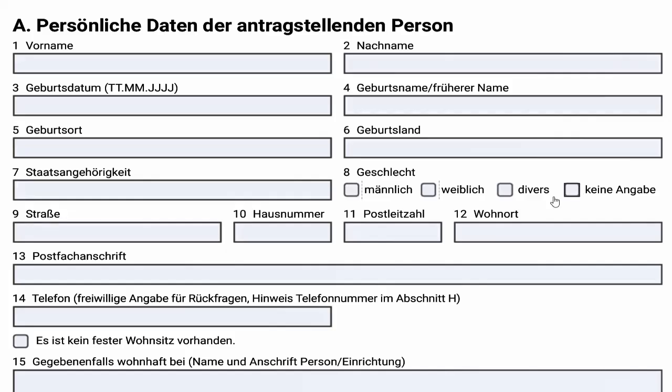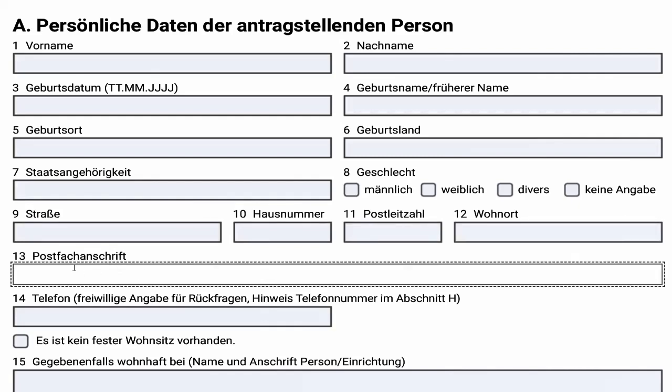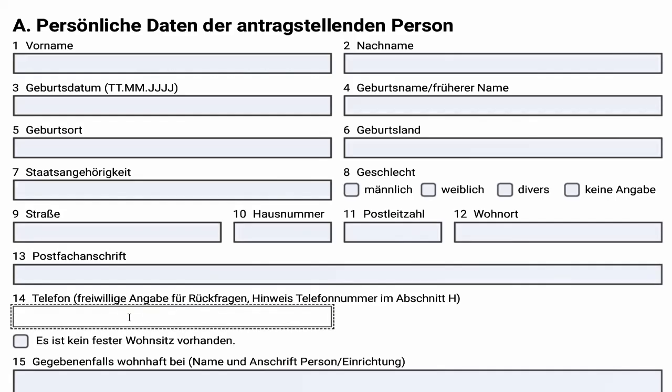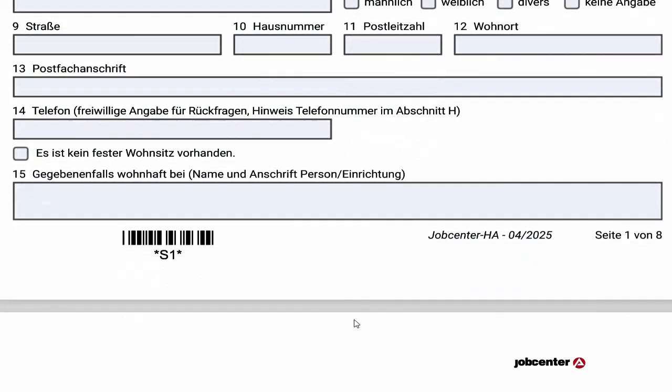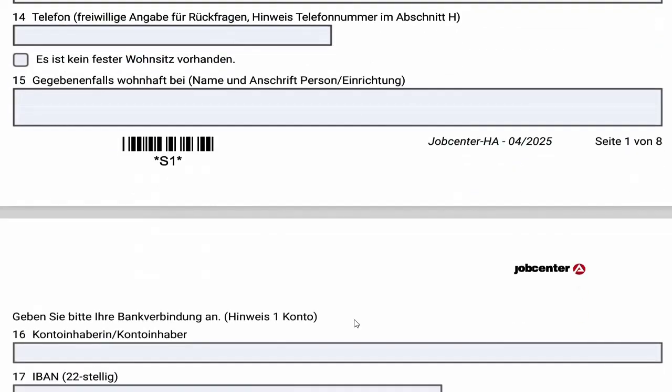Here you write the name of your street where you live, here your house number, here your postal code, and here the name of the city where you live. If you have a PO box address, you write it here. Here you write your telephone number, but it's voluntary. If you want to write your telephone number, it's good. If they want to contact you and ask you some information or something, it is good, but it is, as said, voluntary.